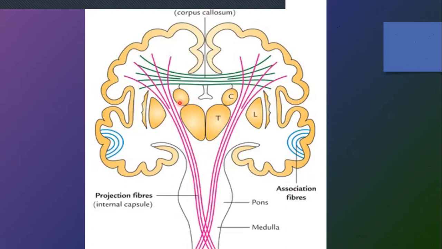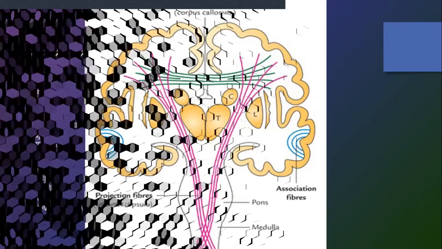Okay. Then we have other fibers which are connecting the cerebral cortex to subcortical areas and to the spinal cord or the brainstem. These are the projection fibers. So those are the three types of fibers. Let's look at each and every type individually.